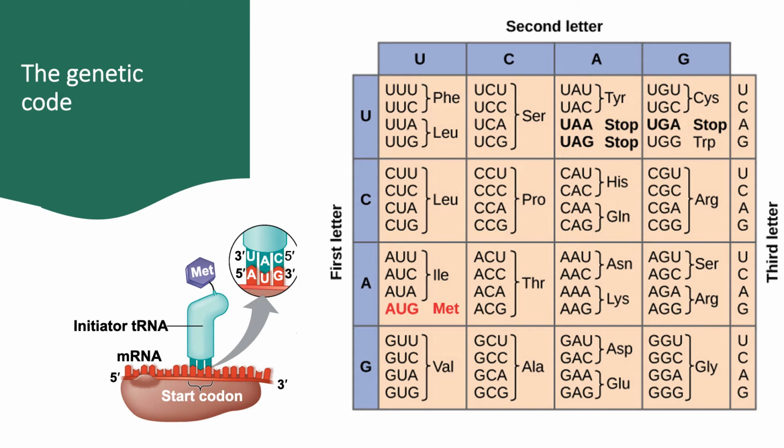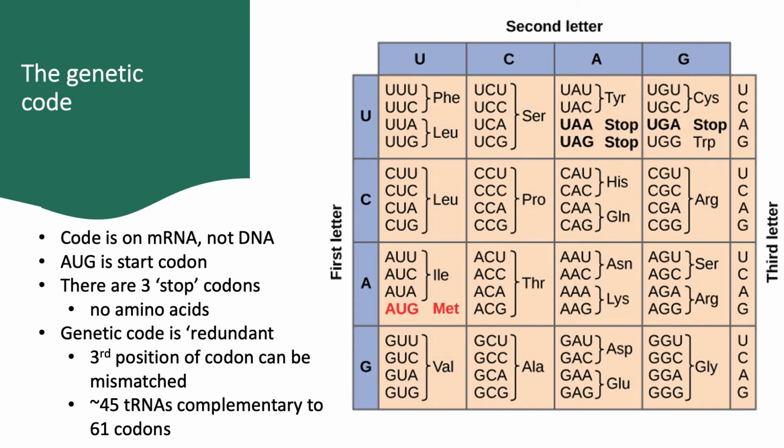There are a couple of important things to notice. The first is that this table is the code as written on the mRNA. Therefore, all of these three base codons are from the mRNA and not from DNA. The second thing to notice is that the codon AUG is known as the start codon and always results in methionine being the first amino acid at the N-terminus of the polypeptide.